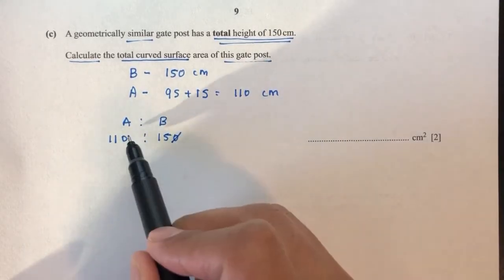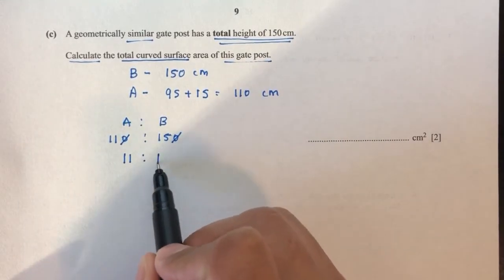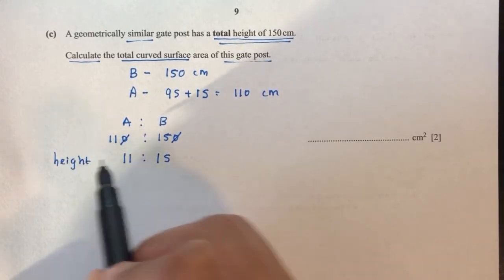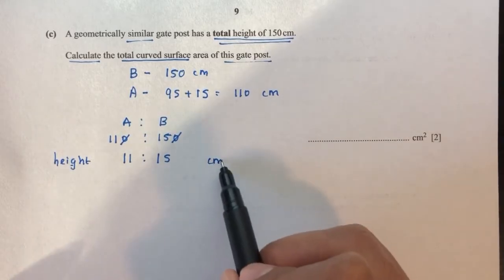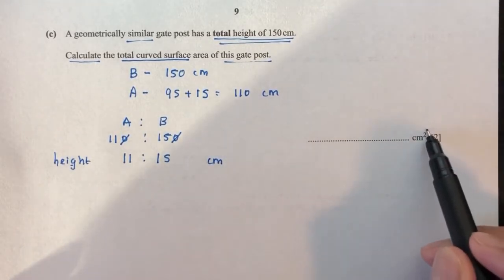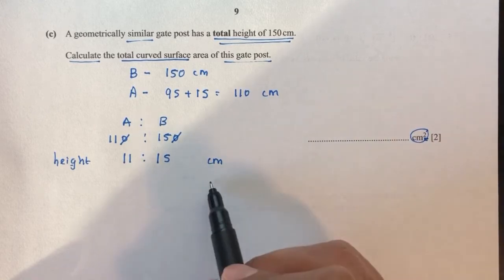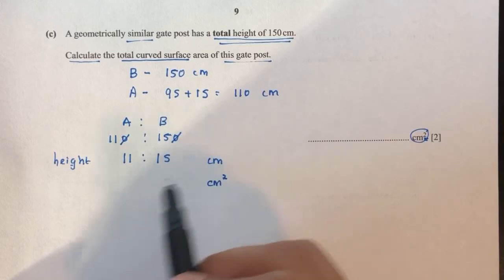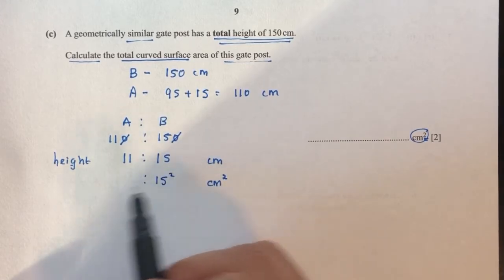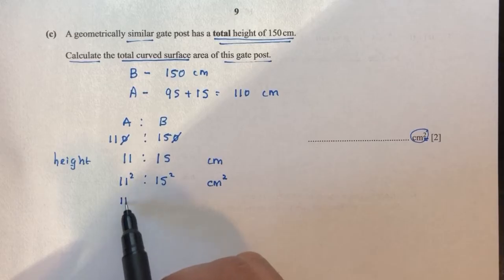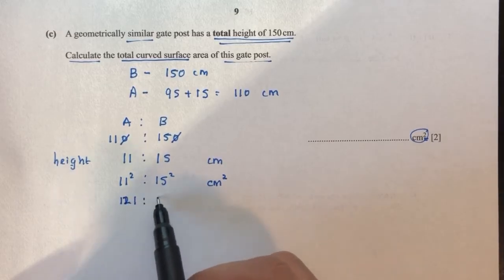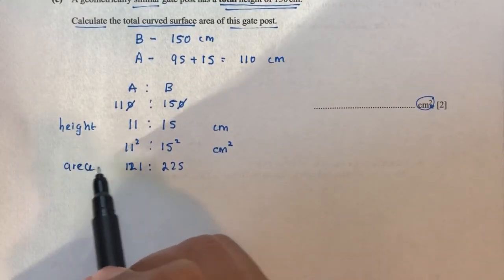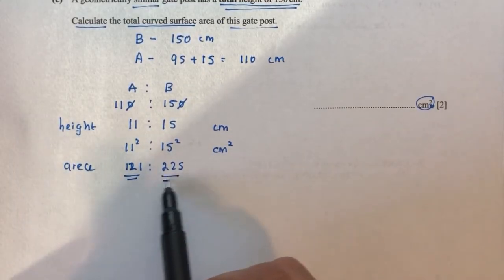So we can cut the zero off. It will be 11 to 15. That is the ratio of their heights, right? The unit of height is centimeter, but we are interested in the area, which has unit centimeter square. So how do you convert this to square? We have to square it. Same thing, square this side and square this side. This will be 121 and this will be 225. So the area of A and B has a ratio of 121 to 225.